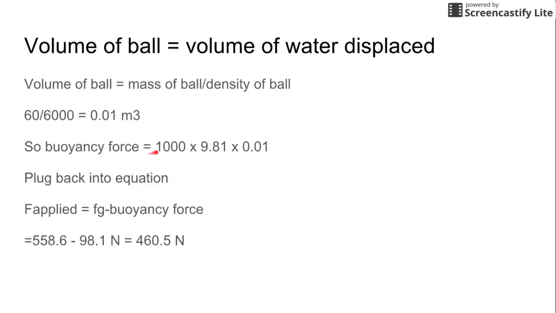So the buoyancy force will be 1,000 kilograms per cubic meter density of water, times 9.81 acceleration of gravity, times the volume of water displaced, which is the volume of the ball, 0.01. Plug back into the equation, the force applied equals force of gravity minus buoyancy force. So the force applied is force of gravity, which is 558.6, minus, plug that in for the buoyancy force, 98.1 newtons. So the force required to lift that ball is 460.5 newtons. It makes sense that that force would be less than the total 558.6 newtons, because water's helping you raise it.